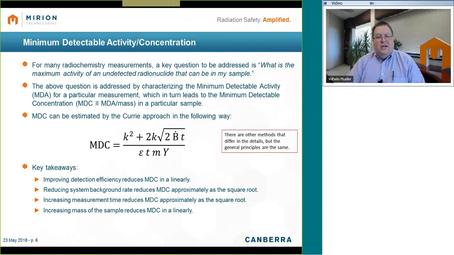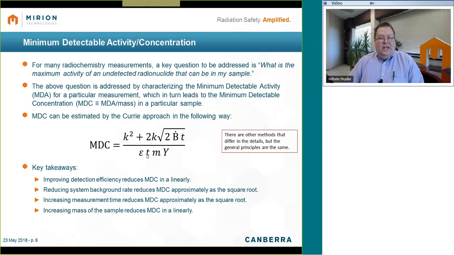And to discuss that, I would like to just introduce the Currie formula for calculating the minimum detectable activity, or the other concept, minimum detectable concentration, which is related to minimum detectable activity by the concentration per unit mass, whereas activity represents the activity in the whole sample. Again, there are many different ways to approach this calculation, but they have fundamentally similar approaches in terms of how you reduce or minimize the minimum detectable activity of your system.